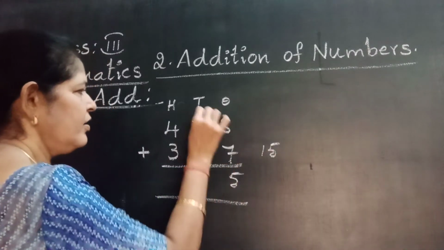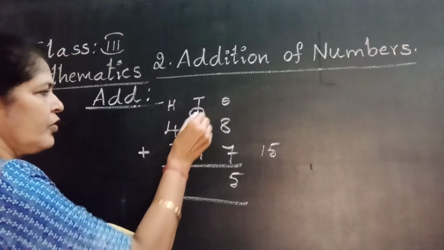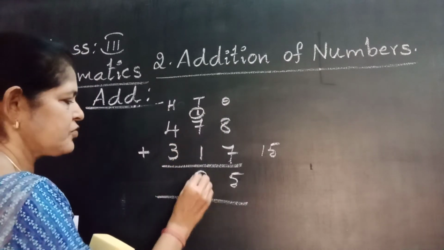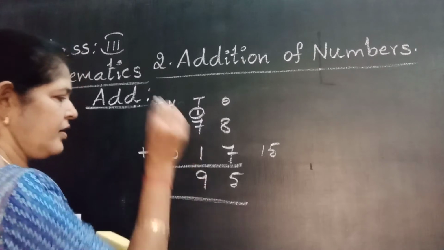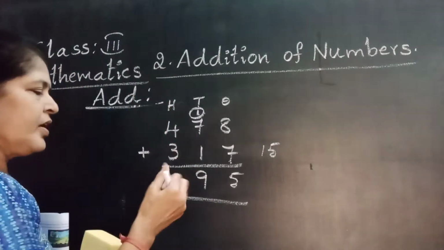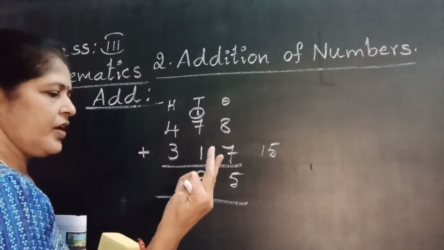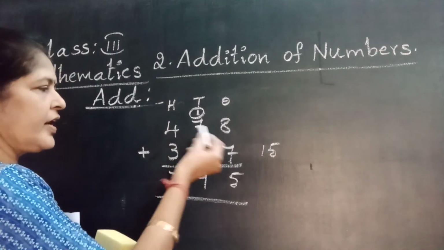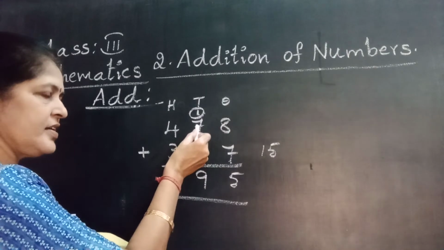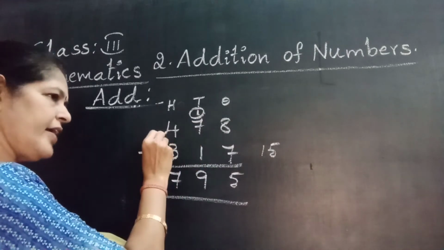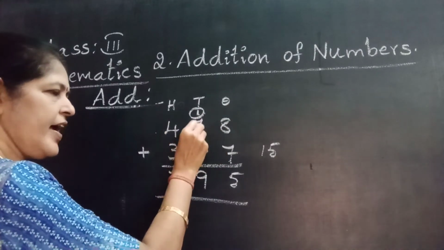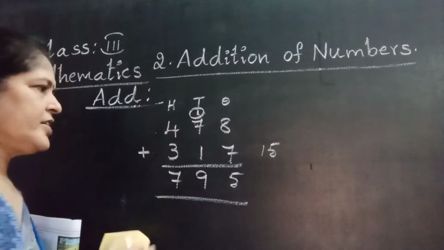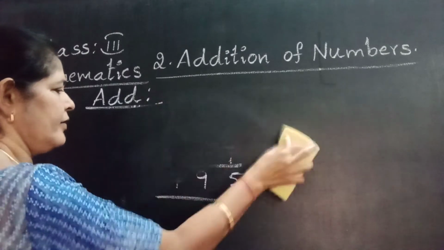5 right here, 1 carry forward. 1 plus 7, 8, 8 plus 1, 9. Very good. 4 plus 3, take 4 fingers, 3 after 4, 5, 6, 7. Here we regroup from ones to tens. In the same way, tens to hundreds also. Ones to tens, tens to hundreds. Can I show that example? Come on.